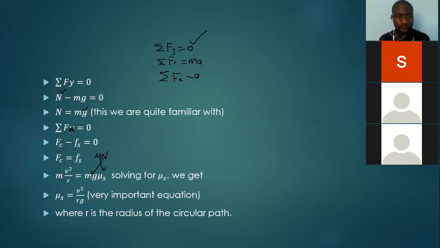So this is how we have replaced. For the normal, we have put mg and mu there. And then we have seen that we don't even need to know what our mass is. We can cancel the m there, and cancel also the m there. And then we can solve. Even if we have been asked to find the value of mu s, we can manipulate this equation to get mu s equals v squared over Rg. So this is a very important equation.